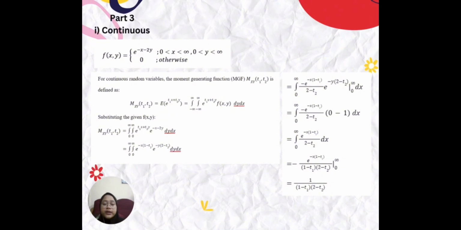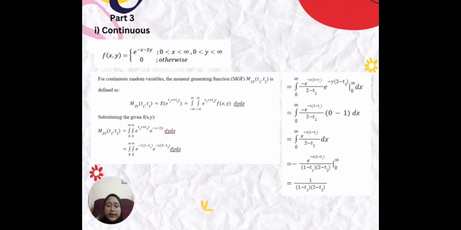Before we integrate, we should factorize the x and y so it will be easier to integrate. So we will get e^(-x(1-t1)) and e^(-y(2-t2)). Then we integrate for y first and we get -e^(-y(2-t2)) over (2-t2).